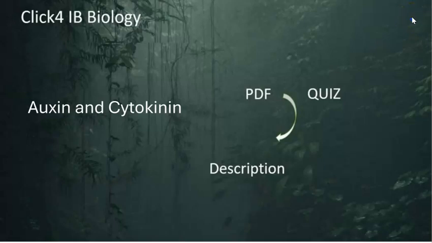We're studying C 3.1, Integration of Body Systems, and we're moving on to look at the integration of plant systems. We'll be studying the role of auxin and cytokinin.